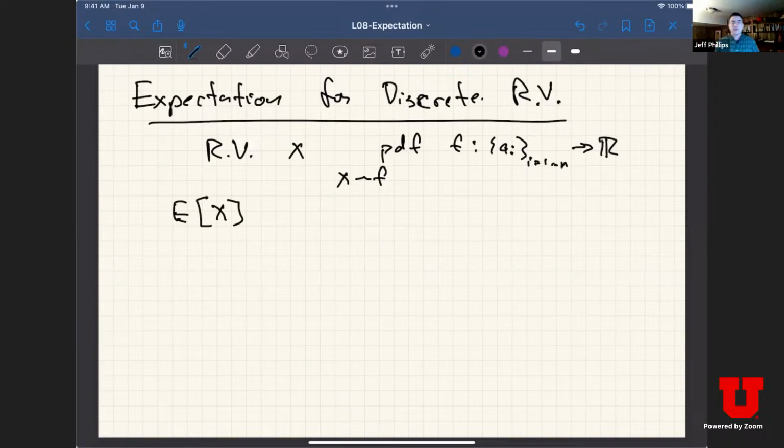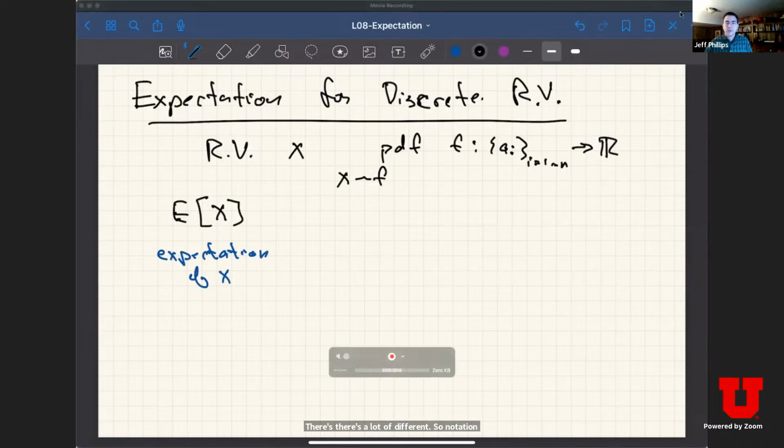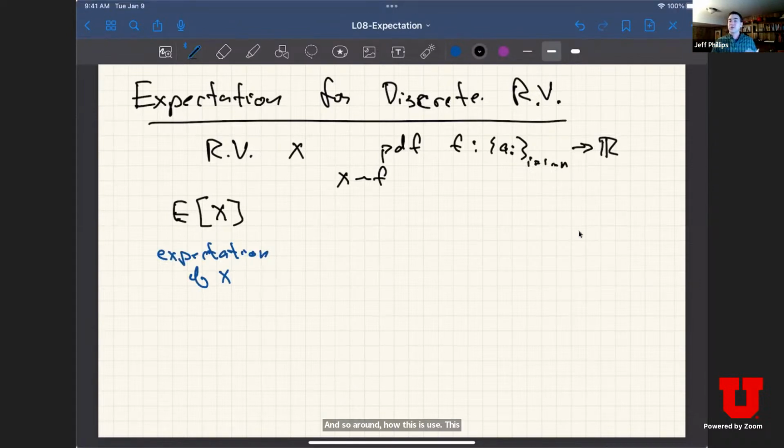around the random variable. So this would be the expectation of x. There's a lot of different notation around how this is used. This is probably the most standard one. I think this is the most clear way of doing it, but it's often an uppercase E, if you think of it as a property of the random variable.